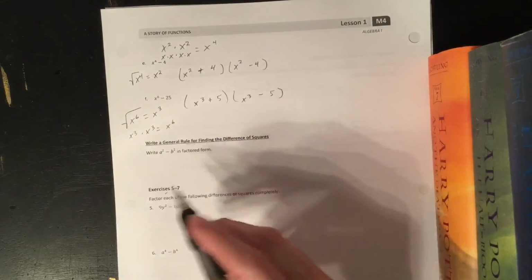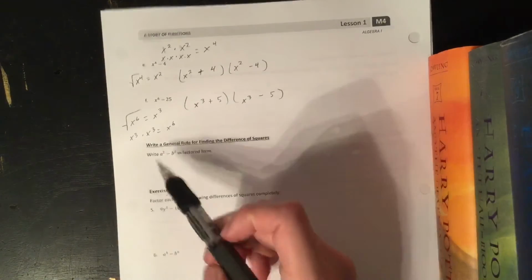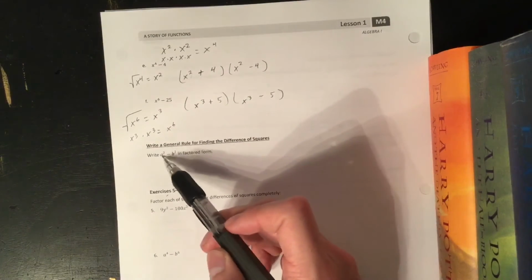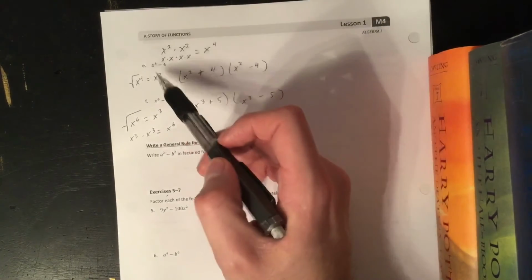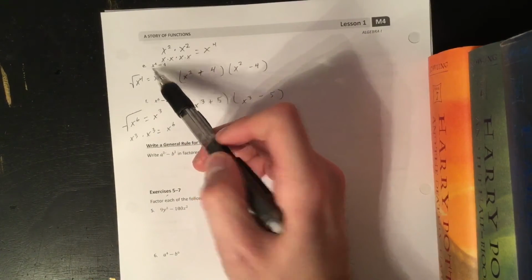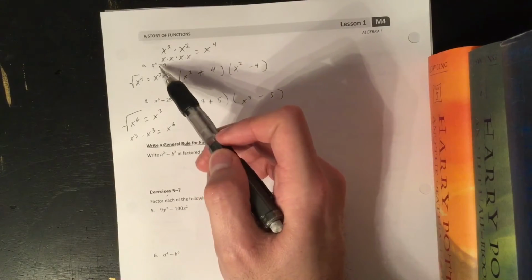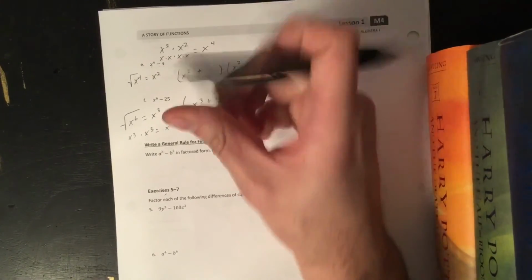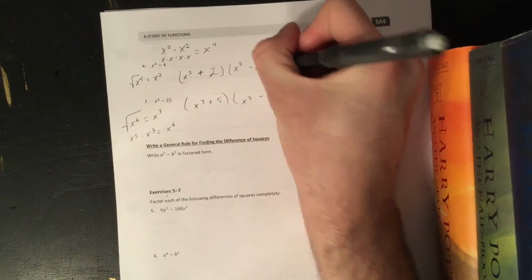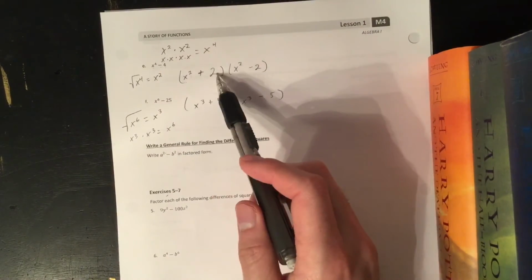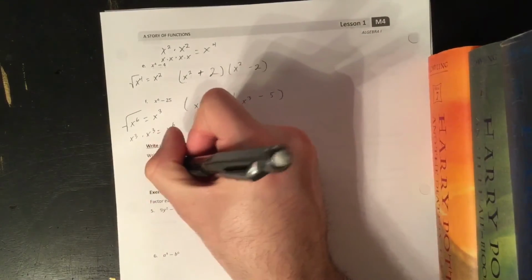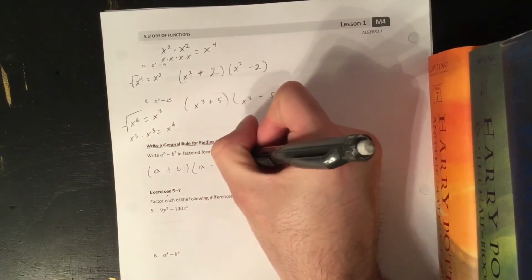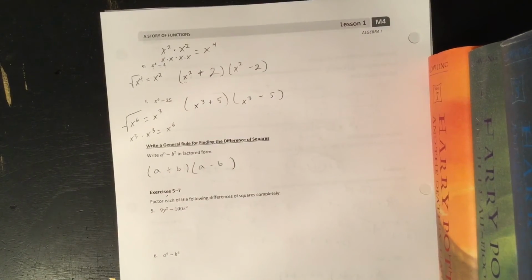So right here, write a general rule for finding the difference of squares. So generally, if we have it written like this, a squared minus b squared, which is what we have up here, a would be x squared. We square that, it's x to the 4th, minus b squared. B would end up being 2. Sorry, wrote that incorrectly. So b would end up being 2, b squared is going to be 4. So when we're writing out the factored version of this, it would be a plus b, a minus b.